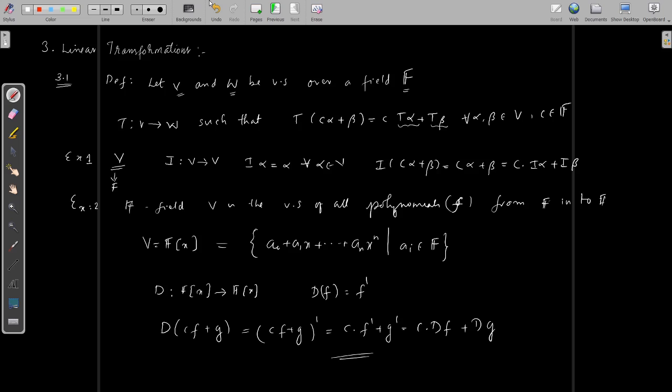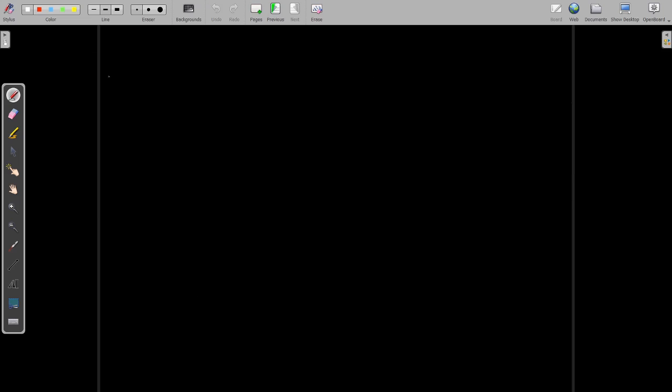Next, I move on to the theorem. This is the existence theorem, the existence of the linear transformation. This theorem states that V is a finite dimensional vector space over F, and we are given a basis alpha 1 through alpha n, an ordered basis for V.